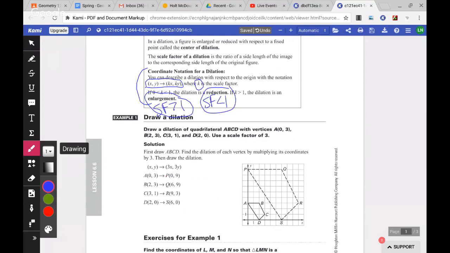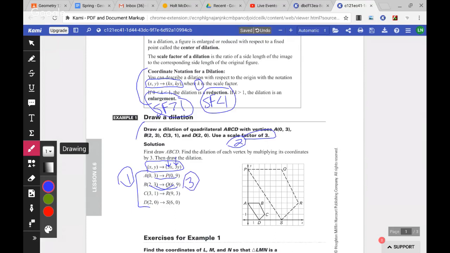All right, here are the steps when you have a problem like example 1 to draw a dilation. First step, list out your original coordinates. Second step, see what your scale factor is, because that's what you're going to use to change your coordinates. Here is your coordinate notation. They've got that scale factor of 3 in place because they know they're going to multiply all the x's by 3 and all the y's by 3. 0 times 3, 0. 3 times 3, 9. 2 times 3, 6. 3 times 3, 9. And so forth. So that's step 3, getting your new coordinates.